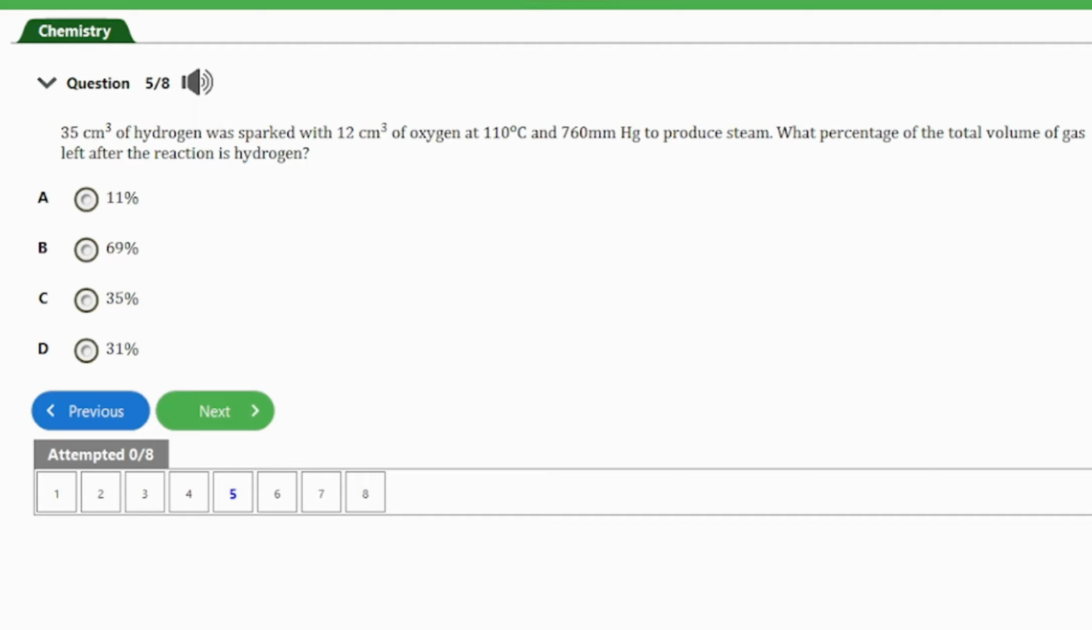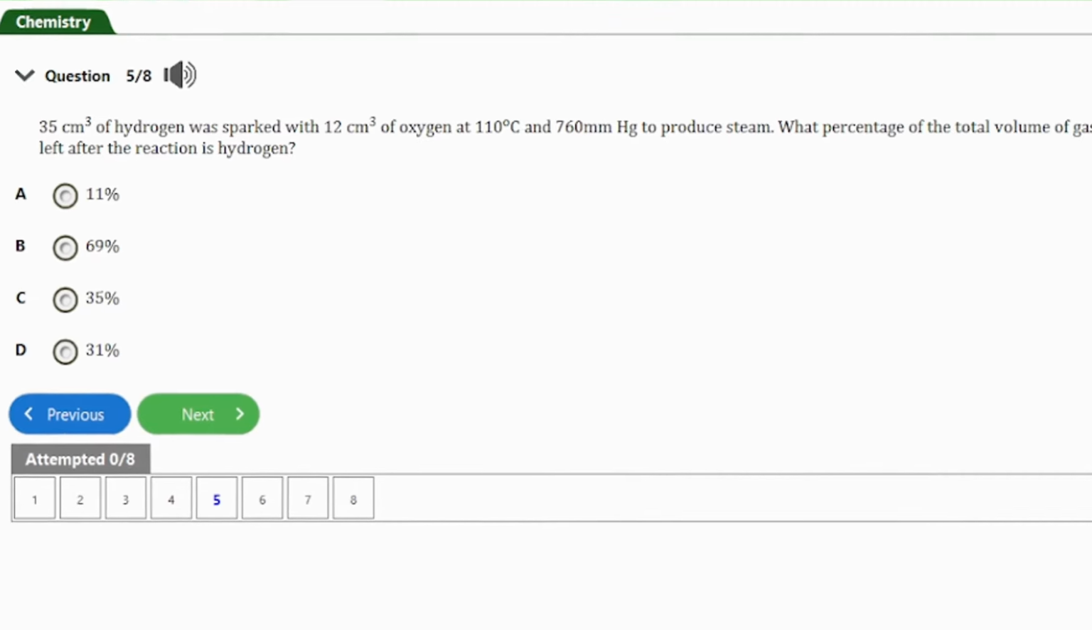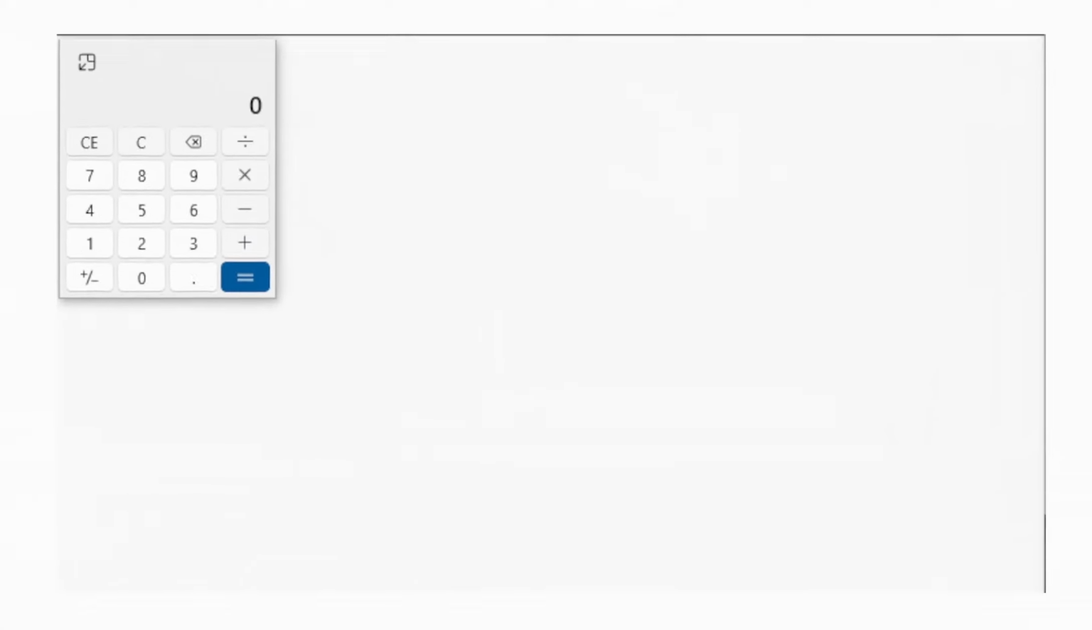The question says, 35 cm cube of hydrogen was packed with 12 cm cube of oxygen at 110 degrees Celsius and 760 millimeters of mercury to produce steam. What percentage of the total volume of gas left after the reaction is hydrogen? A, 11%, B, 69%, C, 35%, and D, 31%. So guys, let's go ahead and zoom into our workspace here and solve this together.